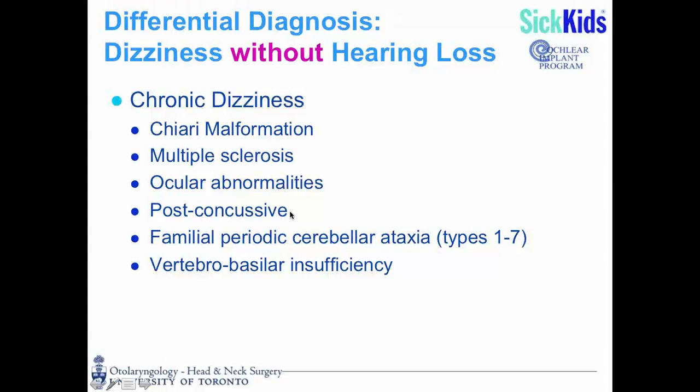They can be post-concussive, so labyrinthine concussion, which I often think of as a double whammy, in that these children will often have a cerebral concussion in addition to a labyrinthine concussion, and so both the labyrinth is affected as well as their central abilities to compensate for that labyrinthine concussion. There are some unusual familial types of ataxia, and these are exceedingly uncommon. And then finally, vertebrobasilar insufficiency, which is exceedingly uncommon in children.